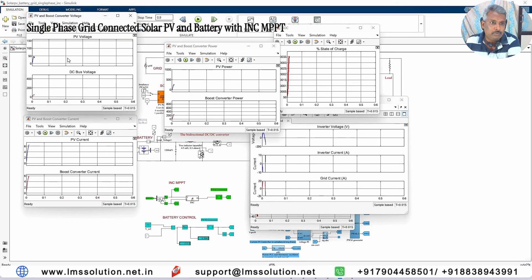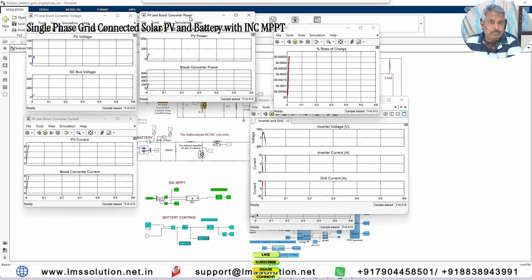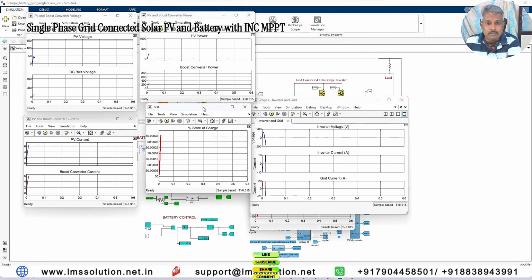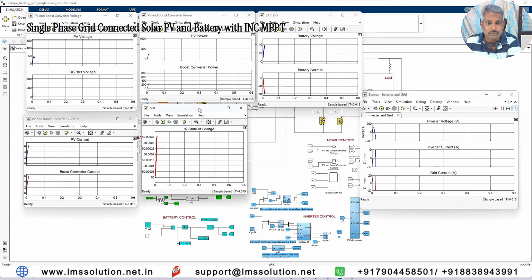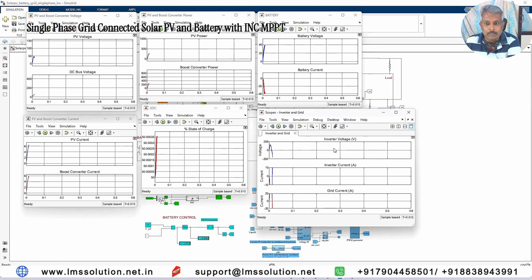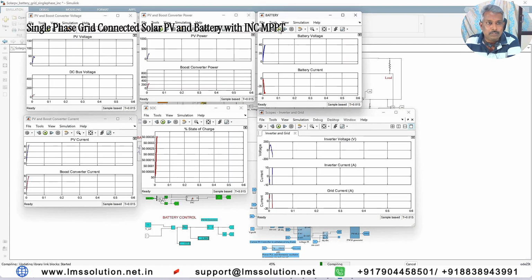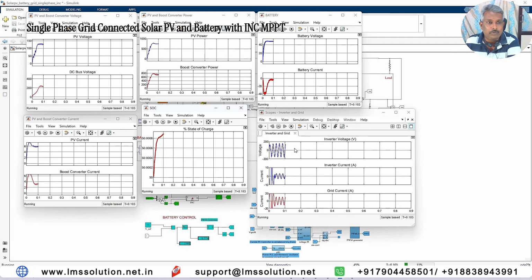Here we are seeing the PV voltage, DC bus voltage, PV current, and the boost converter current. Here we have the PV and boost converter power, and this is the battery voltage and current, and here you can see the state of charge of the battery, and here you see the inverter voltage, the inverter current and the grid current. I'm going to run the simulation. This inverter voltage is maintained around 110 volt RMS. Here you see the PV voltage maintained around 120 volt, and the DC bus voltage maintained around 225 volt, and the PV current is maintained around 6 amps, and the boost converter current is maintained around 3 amps.